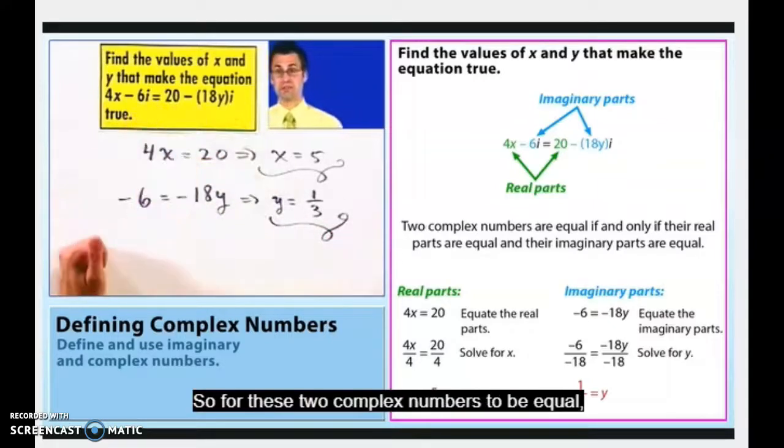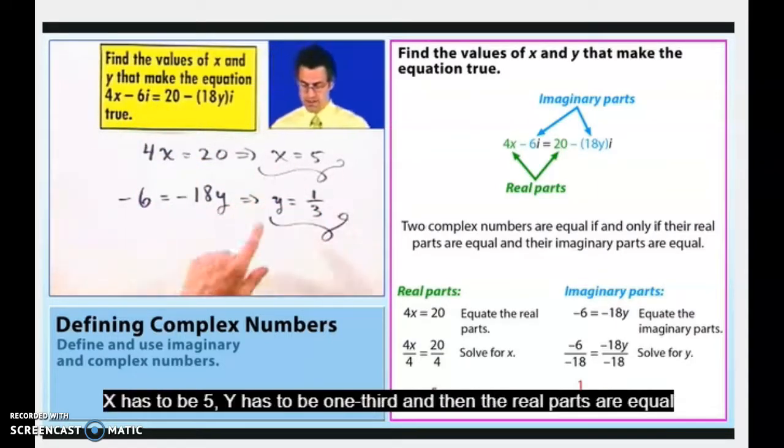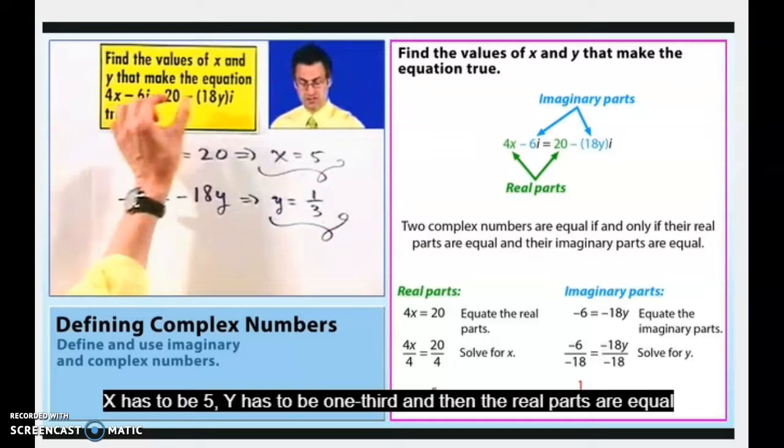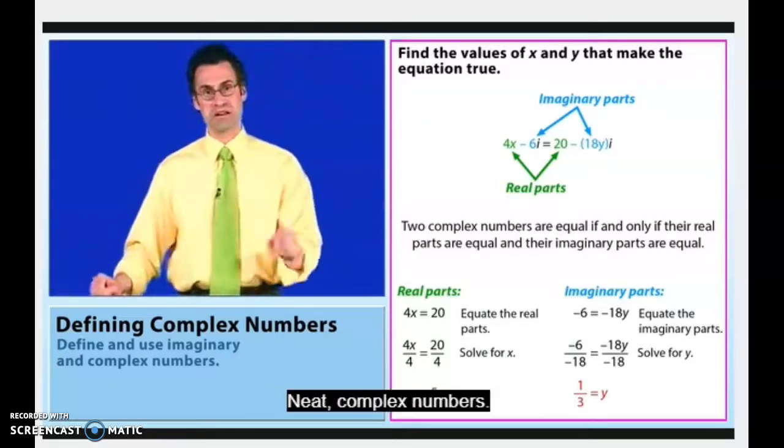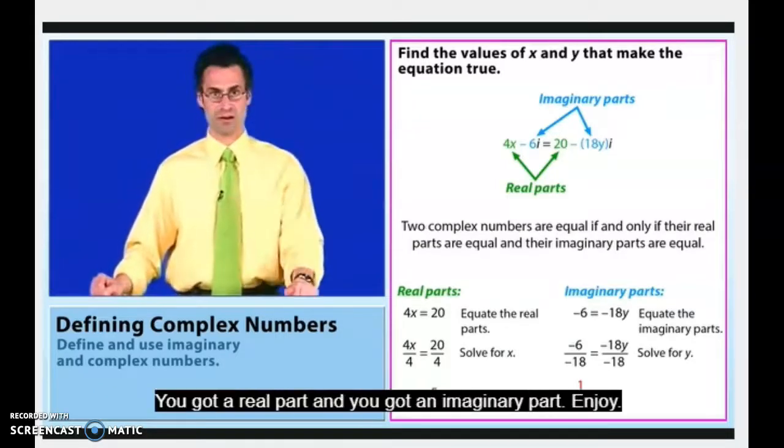So for these two complex numbers to be equal, x has to be 5, y has to be 1/3, and then the real parts are equal and the imaginary parts are equal. Neat. Complex numbers. You got a real part, you got an imaginary part. Enjoy.